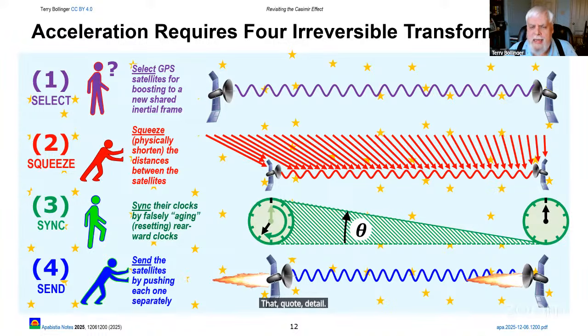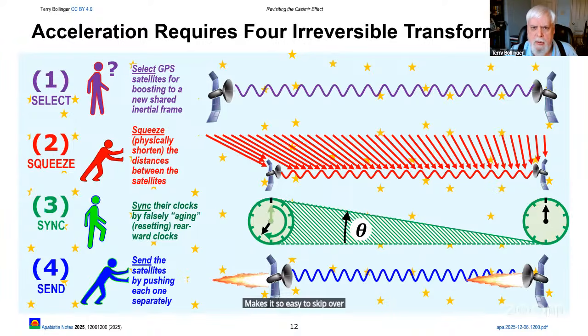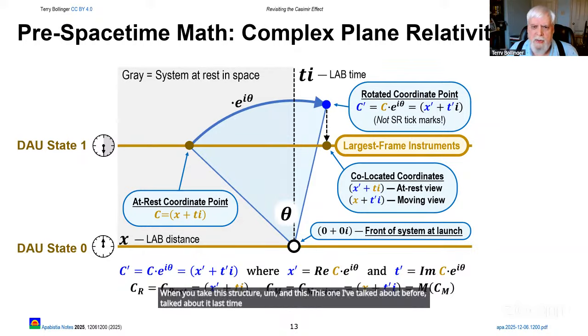But these are not details. These are fundamental to how this works. And the state machine approach shows it very clearly. A differential mathematics only model makes it so easy to skip over these critical steps. When you take this structure, and this one I've talked about before, talked about it last time, this is moving in interesting directions and fairly quickly.